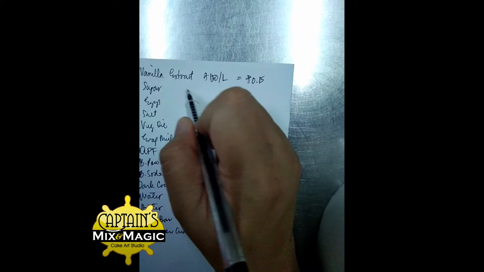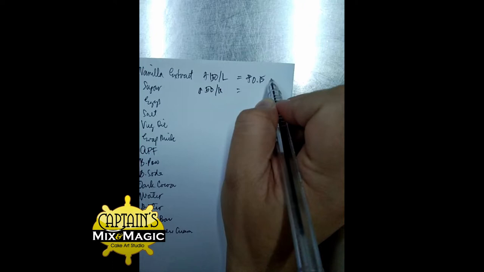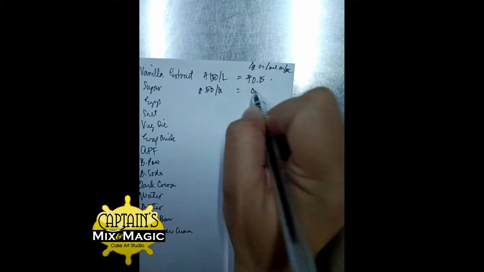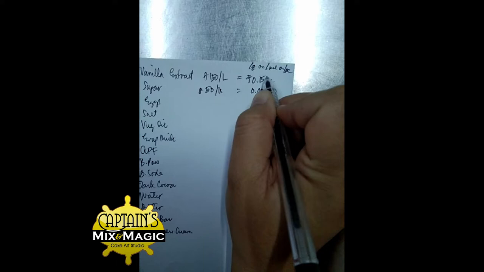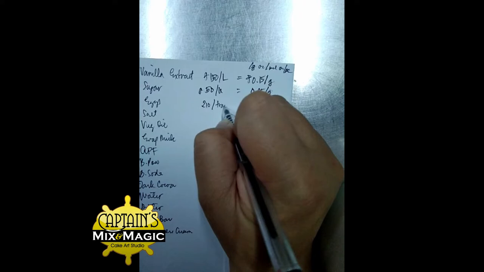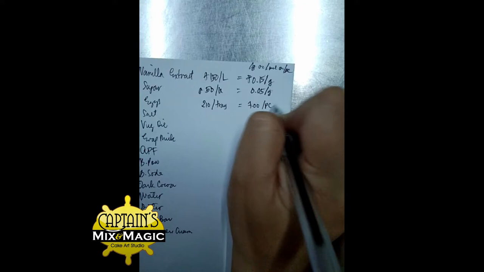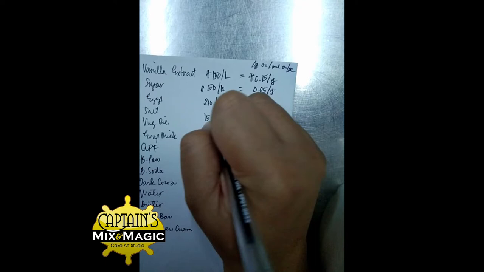White sugar is 50 pesos per kilo. And, ang per gram or per ml, or per piece, value niyan is 0.05 or 5 cents per gram. Okay? Eggs is 210 per tray, which is 30 pieces. So, lumalabas, 210 divided by 30, it's 7 pesos per piece. Diba? Mahal na ng itlog. Ang salt is 15 pesos for half a kilo. So, lumalabas, 3 cents per gram.